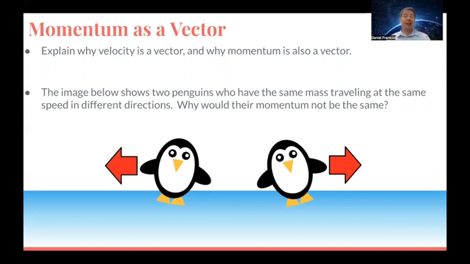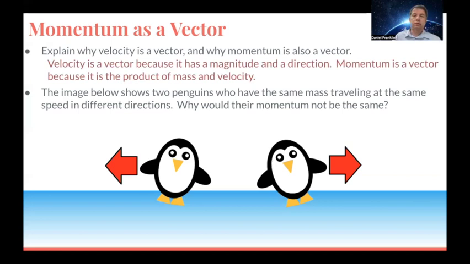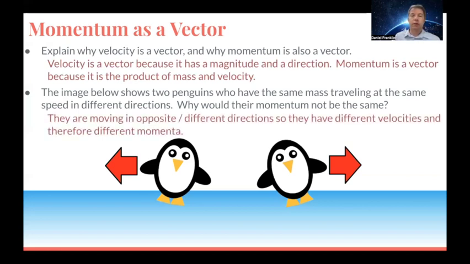When you multiply a scalar, which is mass, times a vector, you still get a vector as a result, okay? And so bottom line is momentum is a vector. So think about it. We have two penguins who have the same mass traveling at the same speed in different directions. Why is their momentum not the same? Because we're interested in the motion of that object and how it's traveling. If it's going that way, that is not the same as going that way. So there you go, if you need to copy that down.